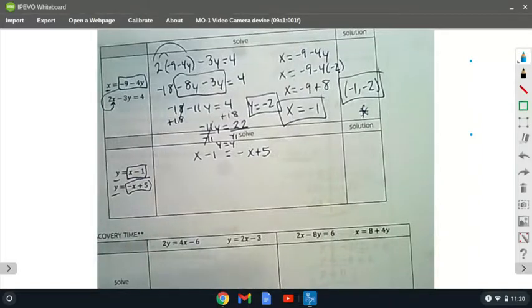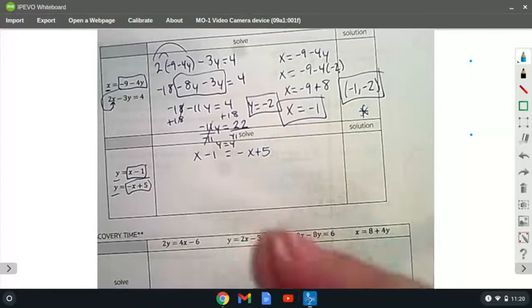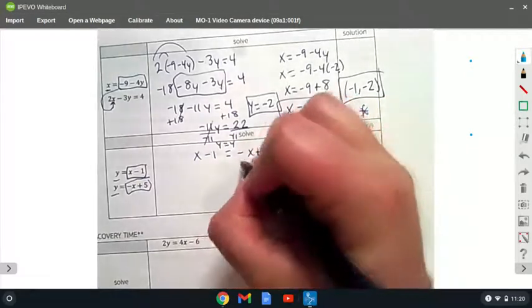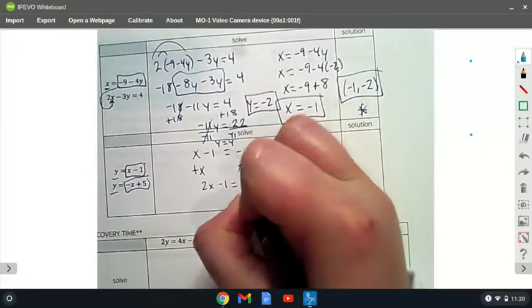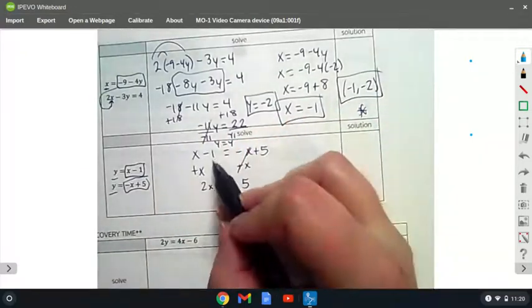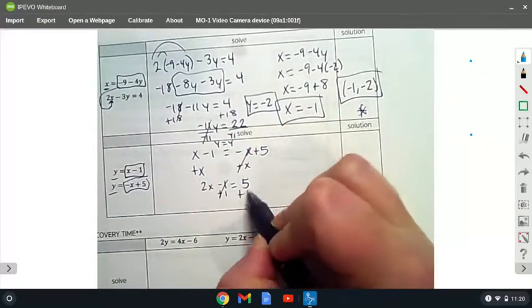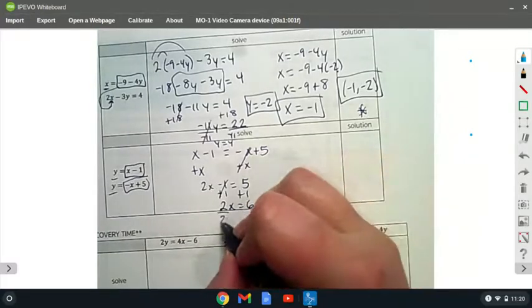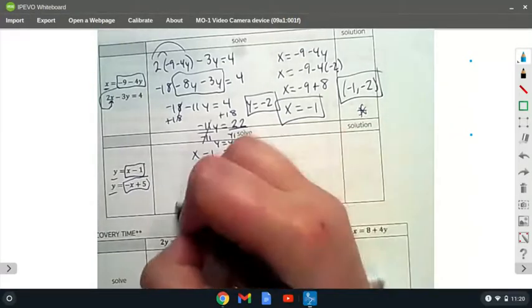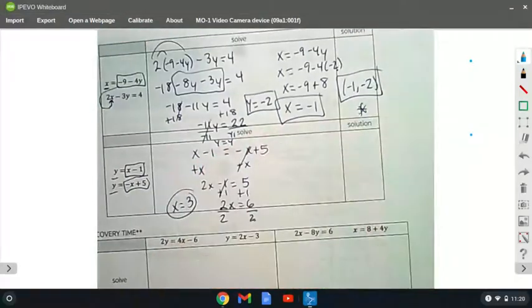They are equal to each other. They're both equal to y, so they're equal to each other. Now I can just very simply solve this for x. So I'm going to add x to both sides here. So I have 2x minus 1 equals 5. And then I'm going to add this 1. So I have 2x equals 6. And my last step would be to divide by 2. And I get that x is 3.